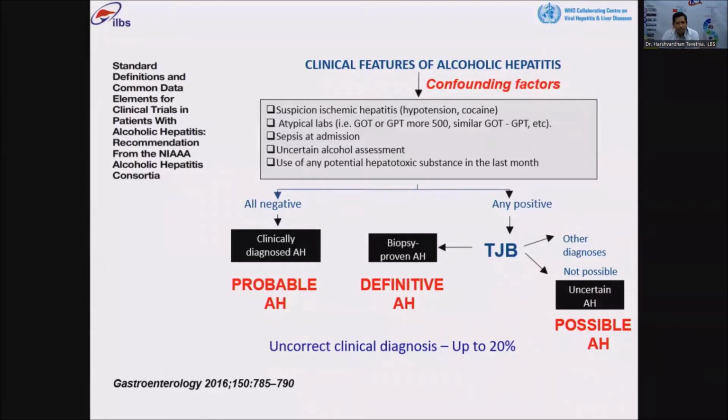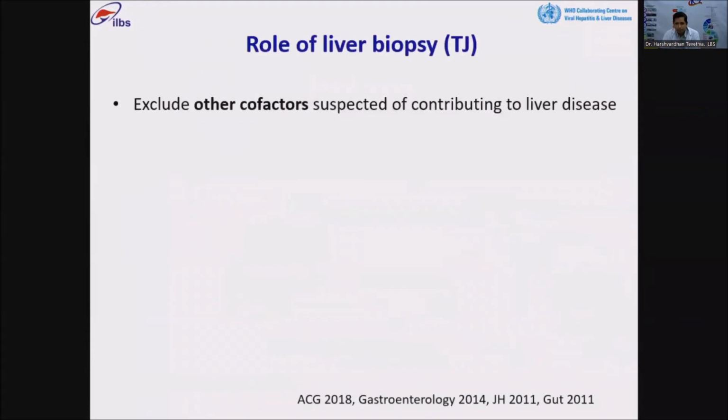The reason these definitions are important is that if it's a probable alcoholic hepatitis, sometimes there can be an incorrect clinical diagnosis in up to 20% of the individuals. So even though clinical diagnosis has a lot of relevance in alcoholic hepatitis, the need for distinguishing between possible and probable is extremely important when we are dealing with alcoholic hepatitis.